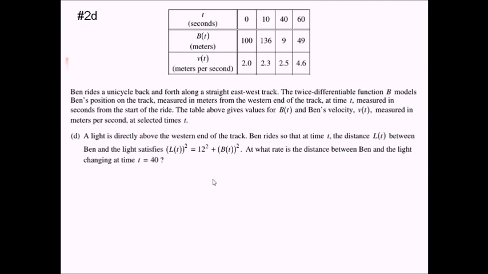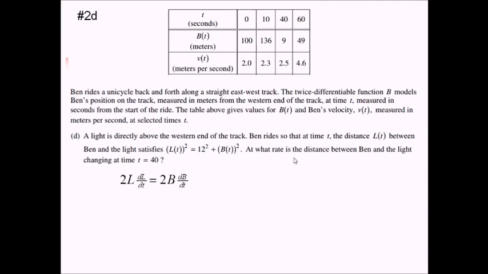So we're going to start by differentiating this whole thing implicitly with respect to time. So on the left side here, basically taking the derivative of L squared, that's going to be 2L times dL over dt. Again, you have to implicitly differentiate with respect to time, so the dt is always going to be there. Next, on the right side, 12 squared gets differentiated away. It's just 0. It's a constant. But here, B squared, that's becoming 2B times dB over dt.